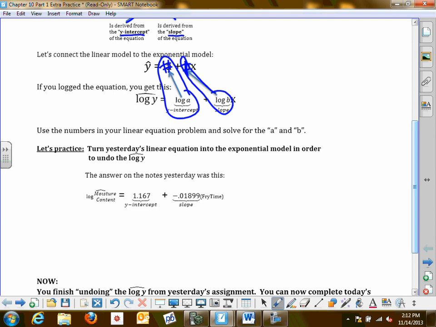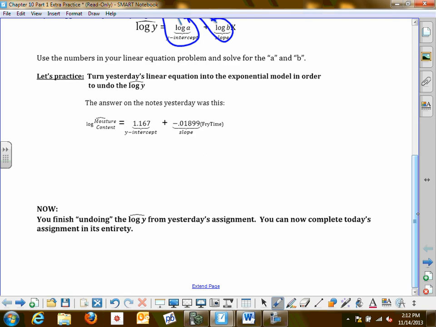So let's do that with the equation from our notes yesterday. You don't have to get out those notes, but here's how we ended yesterday. When we had the chip problem, we were talking about the frying time. Remember yesterday we were talking about the fry time, and we were trying to predict the moisture content. All right, here's how that problem ended at the end of yesterday's notes. We came up with this. The predicted log of moisture content was 1.167 minus 0.01889 times fry time.